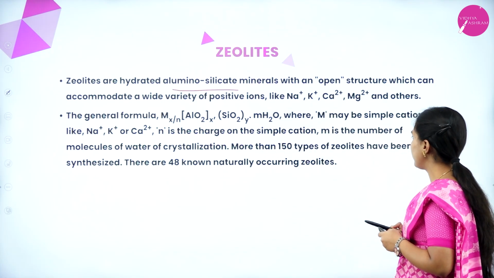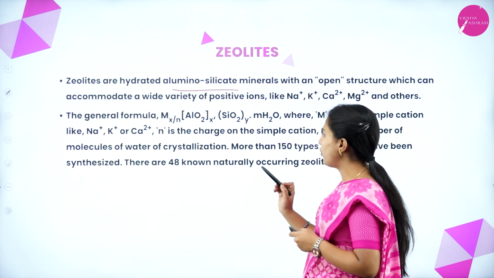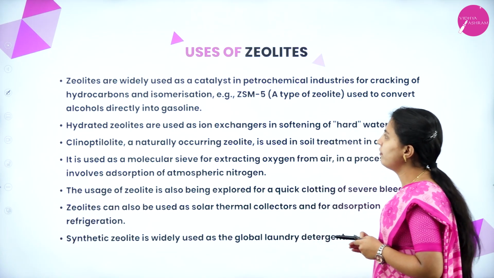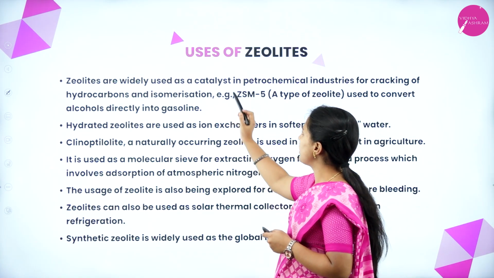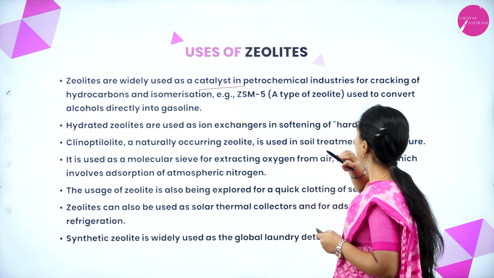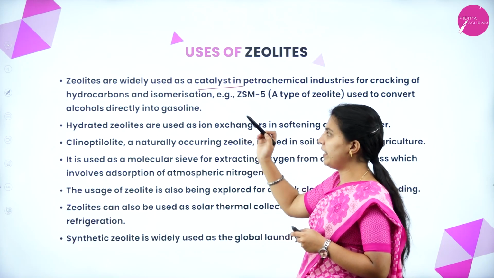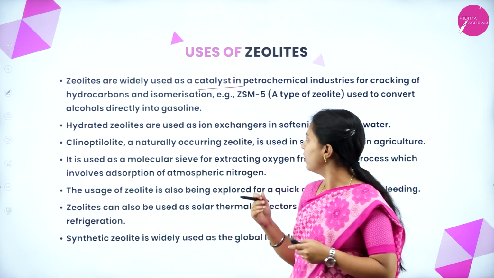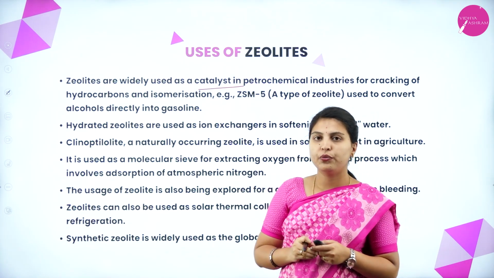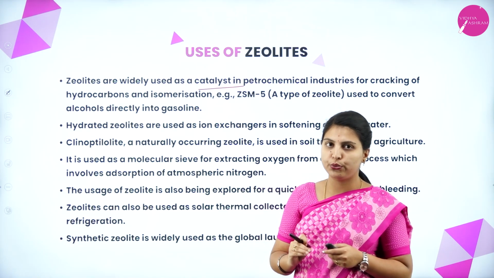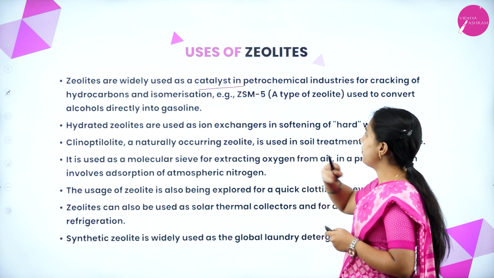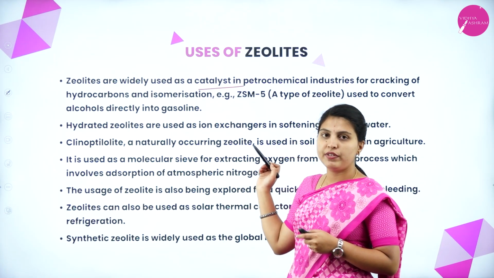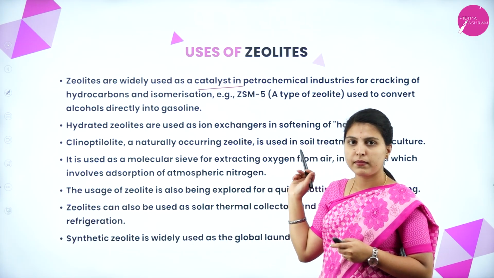More than 150 types of zeolites have been synthesized. There are 48 known naturally occurring zeolites. Aluminosilicate. Uses of zeolites. Zeolites are widely used as catalyst in the petrochemical industries for cracking hydrocarbons and isomerization. In the cracking of hydrocarbons and hydrocarbon preparation, zeolites are much used as a catalyst. See here, ZSM-5, a type of zeolite used to convert alcohols directly into gasoline, which is a petrochemical product.